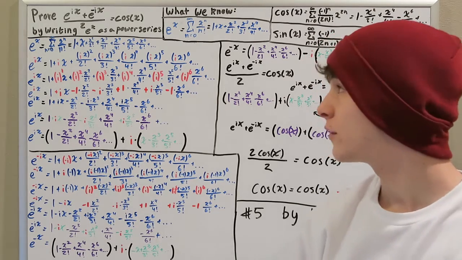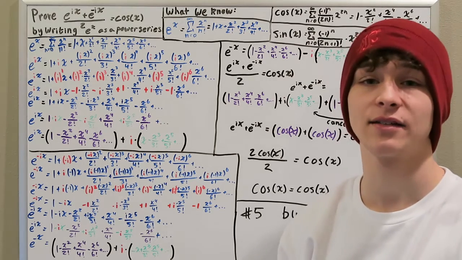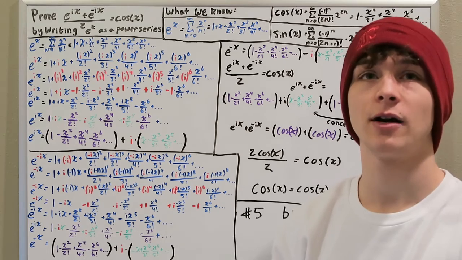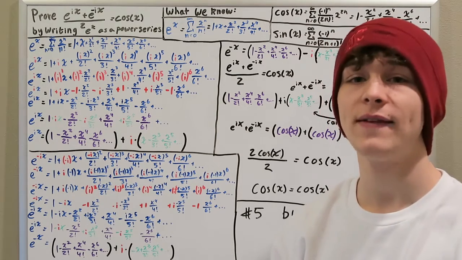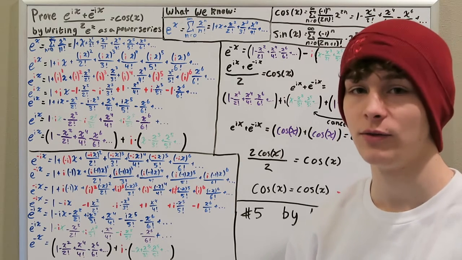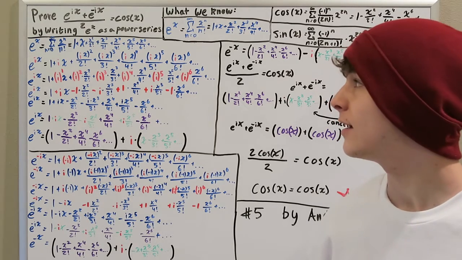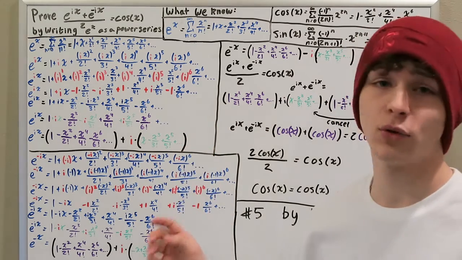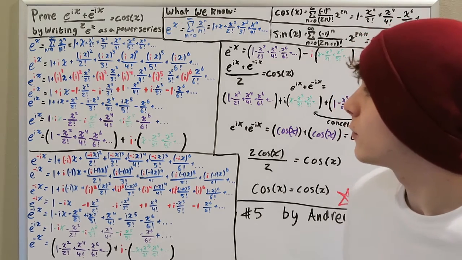For Calculus 3, what this problem is asking is: you have e to the power of ix, and you're adding this to e to the power of negative ix, and you're dividing this by 2, and you need to prove that this is equal to cosine x. The problem explicitly asks not to use Euler's identity, so we're going to try to not use it. We need to prove this using e to the power of x as a power series. So, this is what we're going to do.